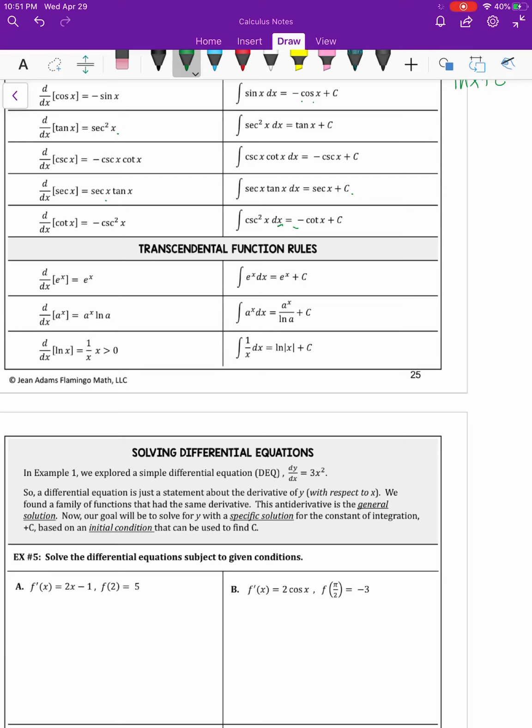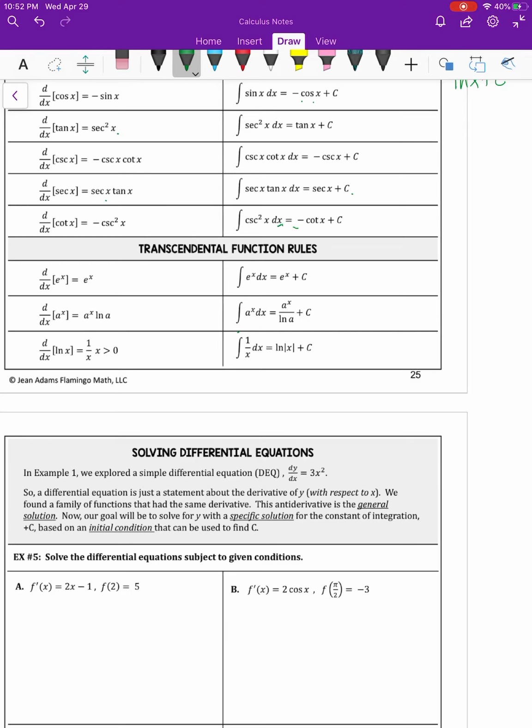For the transcendental functions, derivative of e to the x is e to the x. Integral of e to the x dx is e to the x plus c. Derivative of a to the x is a to the x times the natural log of a. If I was integrating a to the x, it would be a to the x divided by the natural log of a plus c.